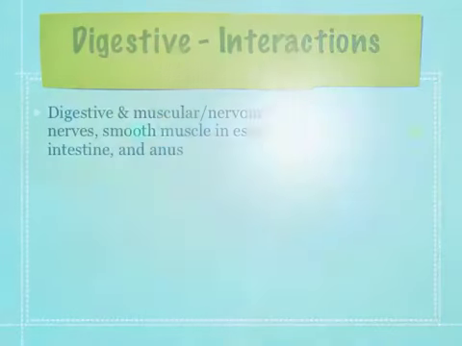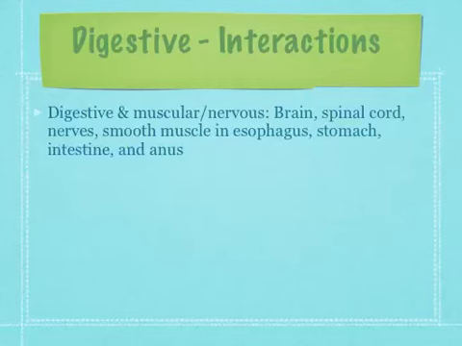So let's talk about some interactions. I've already talked about some of them during the lesson, but let's get into some specifics. So your digestive system works with both your muscular and your nervous system. You have your brain, spinal cord, and nerves or neurons, which are part of your nervous system. Those are sending messages to the smooth muscles in your esophagus, stomach, intestines, and anus. Remember that there's a part of your brain that is responsible for vital actions. And that part of your brain helps send these messages all the time to digest your food.